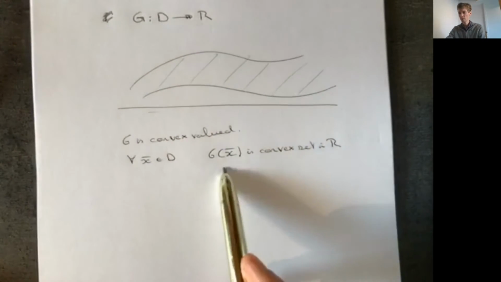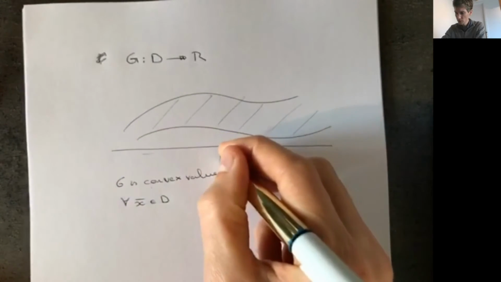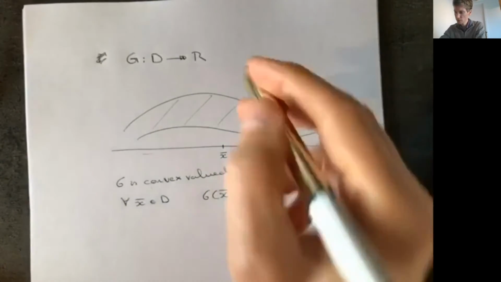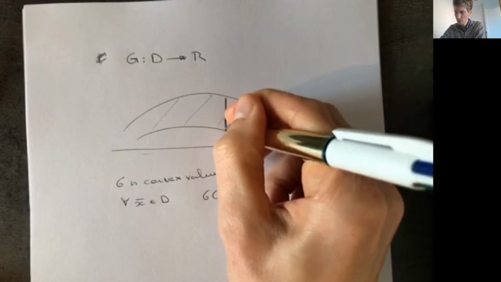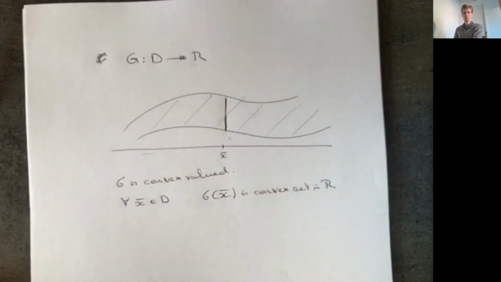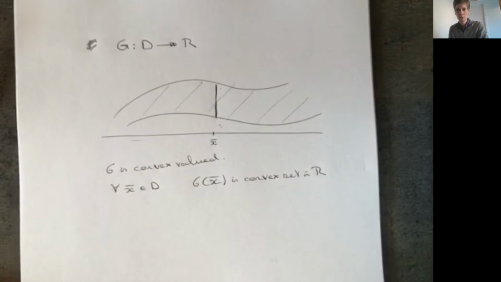Okay, so we know G of x is a subset of R. If it's a convex set, then we say that G is convex valued. So for example, for this case here, for any x in the domain that I take, I make G of x. So here it's this interval here. So this interval has to be a convex set, which is clearly the case here. Not every correspondence is convex valued.